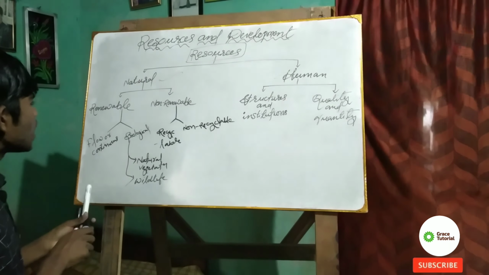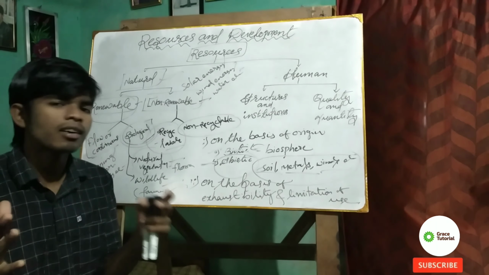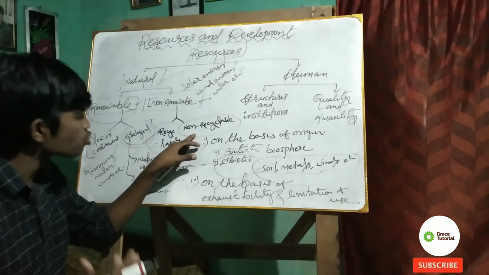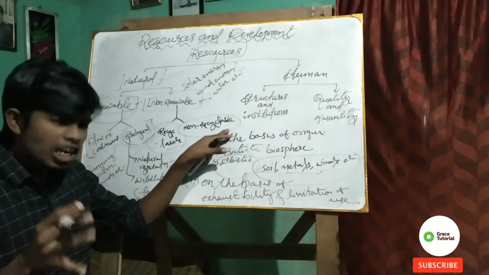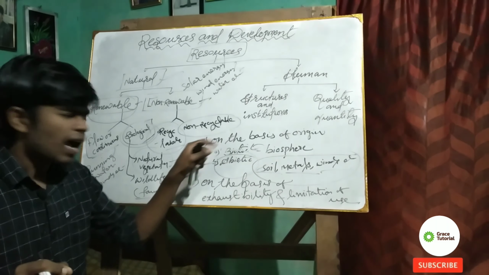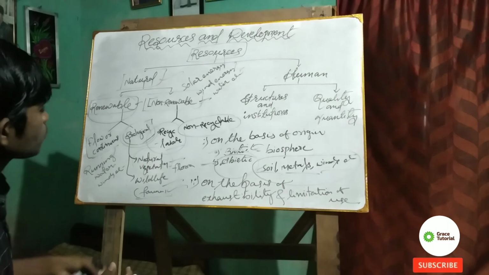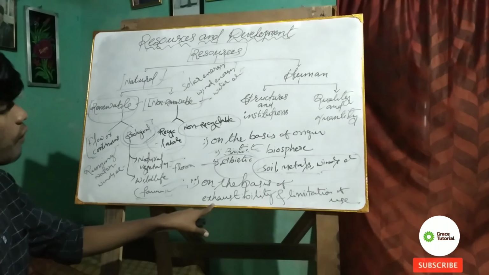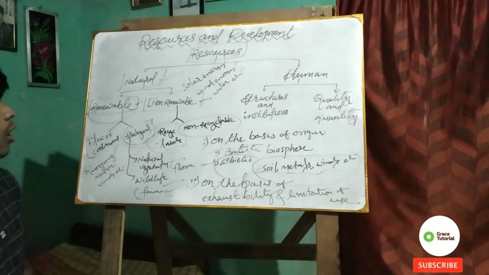So what do you mean by recyclable resources? There are some resources which can be recycled. For example, metals can be recycled by the application of technology. But there are some resources which cannot be recycled. For example, the fossil fuels. The fossil fuels are the resources which cannot be recycled. That's why the fossil fuels come under the non-recyclable resources and they get exhausted. Well, that's all about the basis of exhaustibility and the limitation of use.